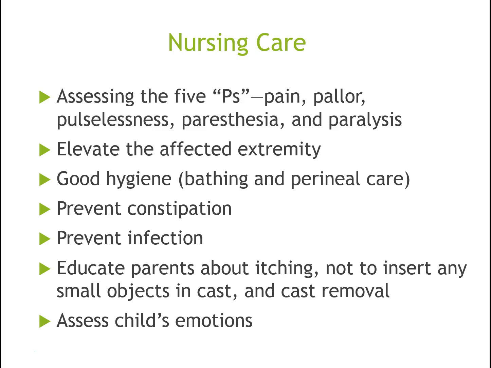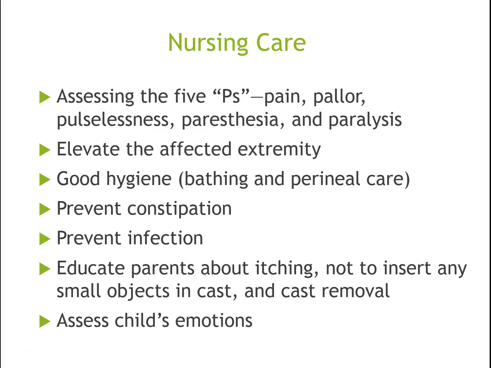Pallor, so the color of the extremity actually changes. Pulselessness, so if you have access to the pulses and you don't feel them any longer, that's obviously an indicator that there's a problem. Paresthesias, the pins and needles feeling, or paralysis. There's also one that's not on the slide here, but I'm going to mention it. It's called poikilothermia. So there's actually 6 P's. Poikilothermia is where it feels cool. That's definitely something that we're checking when we're doing those neurovascular assessments.